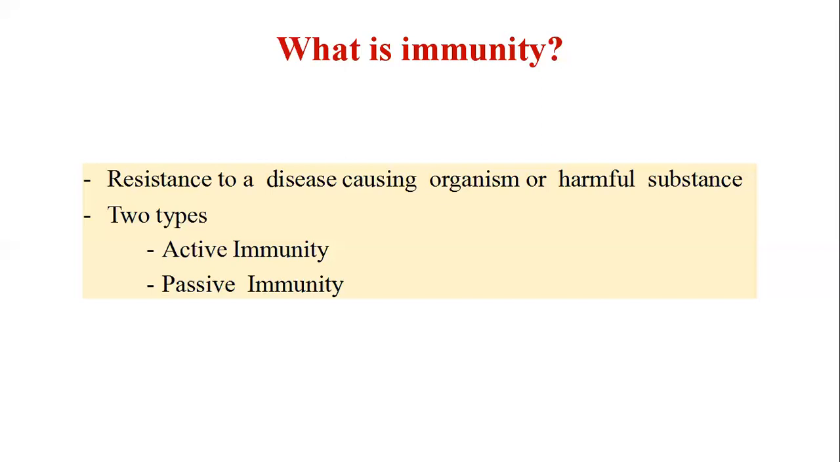Active immunity can be of two types: natural active immunity and artificial active immunity. Natural active immunity is acquired by natural clinical or subclinical infections. The artificial one is induced in an individual by vaccines. So this is artificial active immunity.